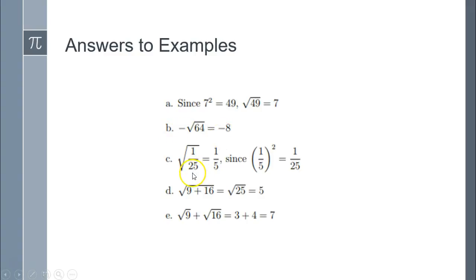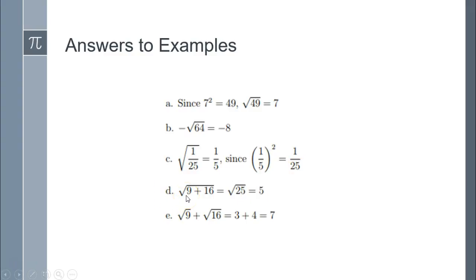I get negative 8. And we'll see the quotient property of radicals allows us to take the square root of 1 and the square root of 25 individually and make that ratio the answer. So the square root of 1 is 1, the square root of 25 is 5. So I get 1/5. And indeed, if you multiply 1/5 times 1/5, when you multiply fractions as top times top, bottom times bottom, you get 1/25.